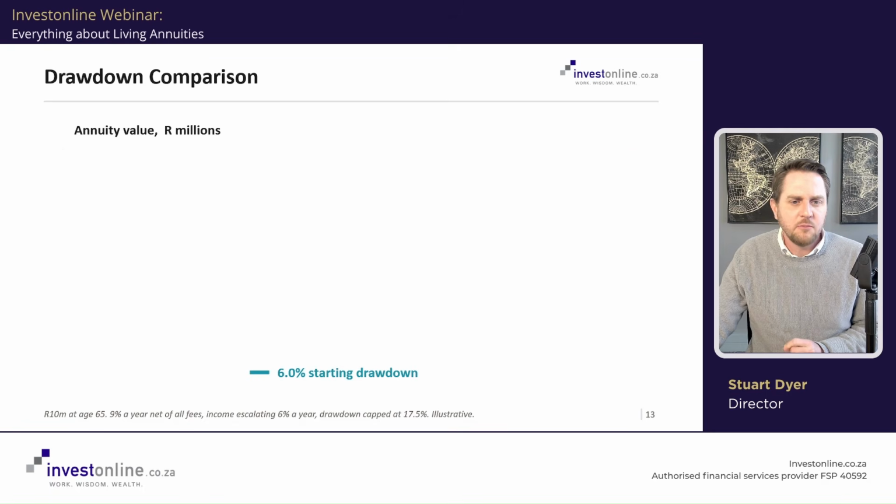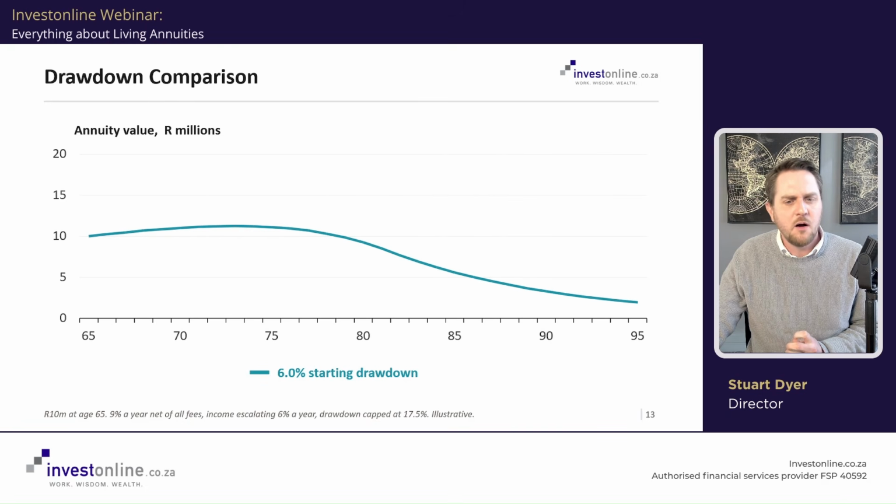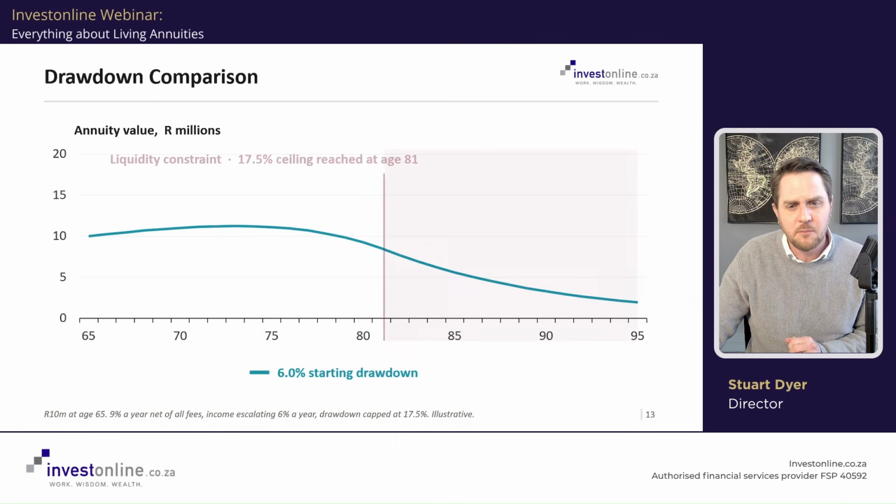If we were to do the same scenario with 6%, so now you retire at the age of 65, and instead of starting with 4.5%, you start with 6%. You can see how the capital starts to fall more meaningfully. The growth in that first 20 years is a lot more subdued. The capital almost stays at more of a plateau for the first 15 years, and then it starts to come down.